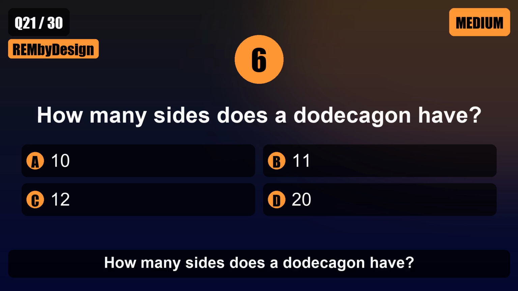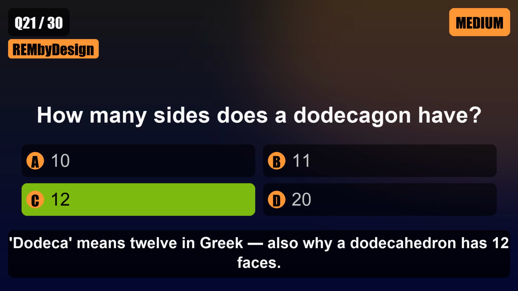How many sides does a dodecagon have? A. 10, or B. 11, or C. 12, or D. 20. The answer is C. 12. Dodeca means 12 in Greek, also why a dodecahedron has 12 faces.